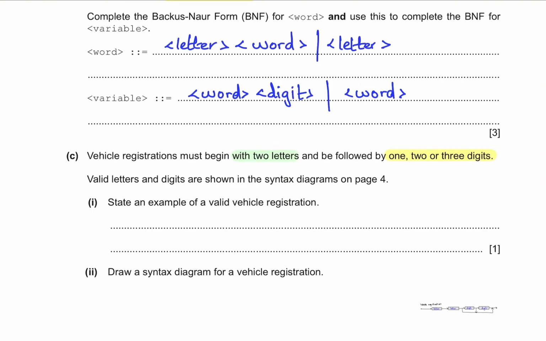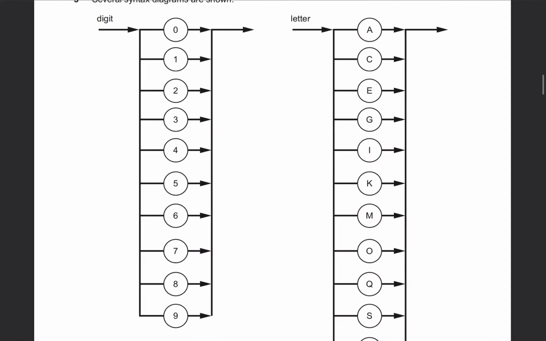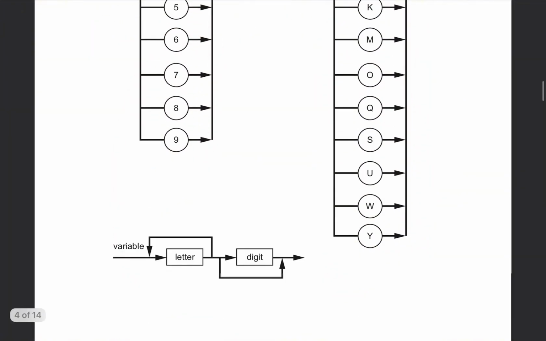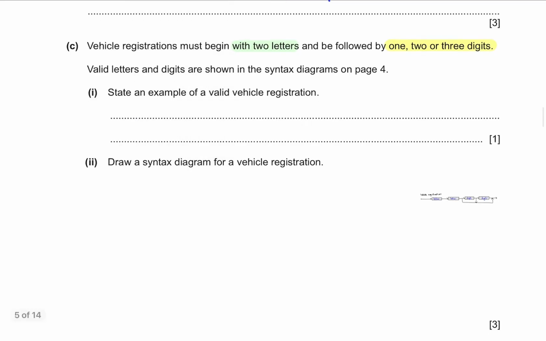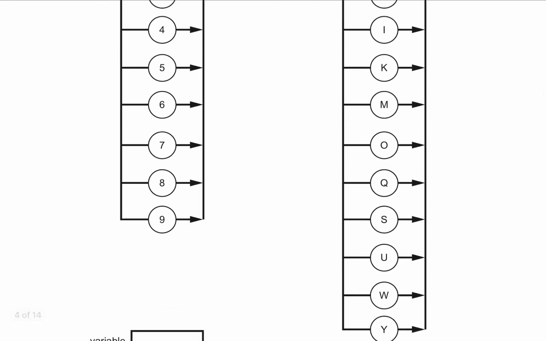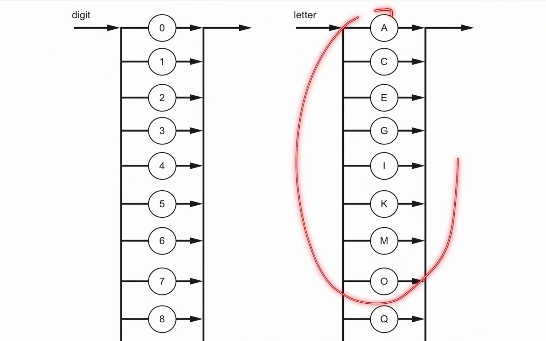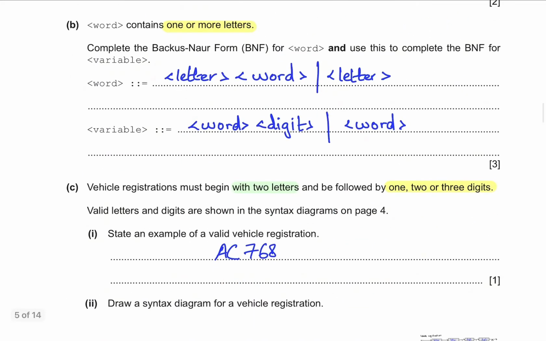Any example with just two letters from here, because it's asking you for an example. Just take any two letters from here and any three digits from here. If I take an example, I can take AC768. I took AC, you could take MO, any two letters from this range, and any three digits from here. This will give you 1 mark.